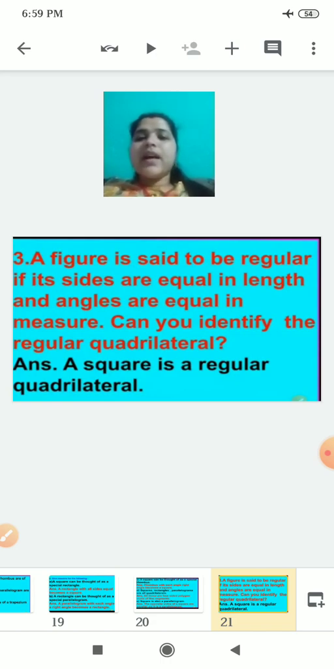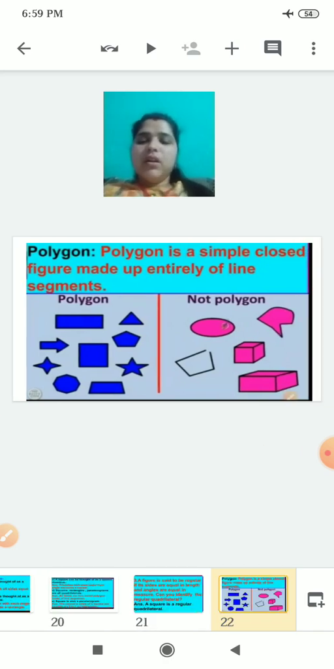A figure is said to be regular if its sides are equal in length and angles are equal in measure. It means all sides are equal in length and all angles are equal. It could be a square or a rectangle, but as it says all sides equal, it is possible only for a square. A square is a regular quadrilateral. So now the exercise is over.